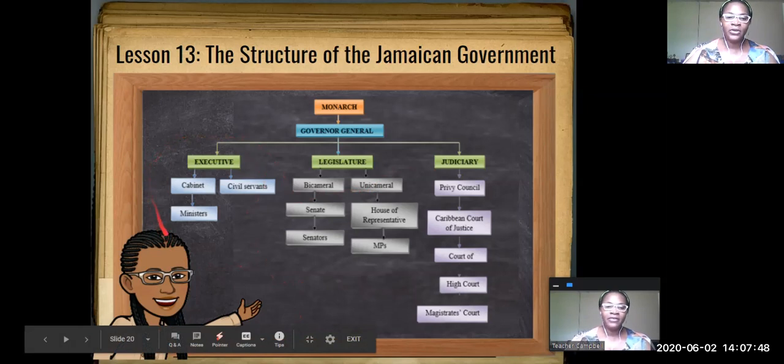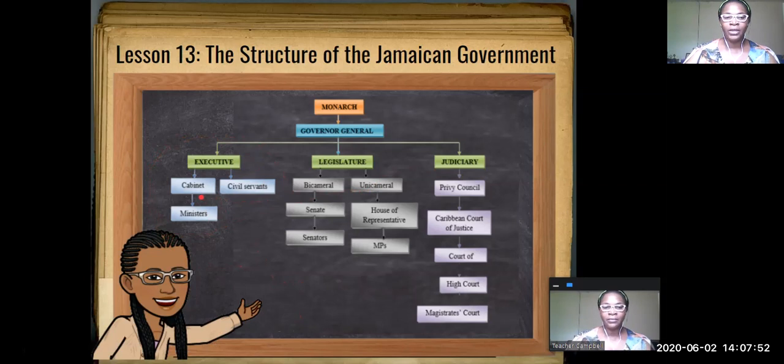When you look at them individually, the executive, first of all, you realize it comprises three sections. We have the cabinet. Who is the cabinet? The cabinet is really referring to the ministers, ministers of government, the members of parliament who are part of the governing party, the ruling party, who makes policies and things like that. Now, under the cabinet, you have ministers, because you do also have ministers who are not a part of the cabinet.